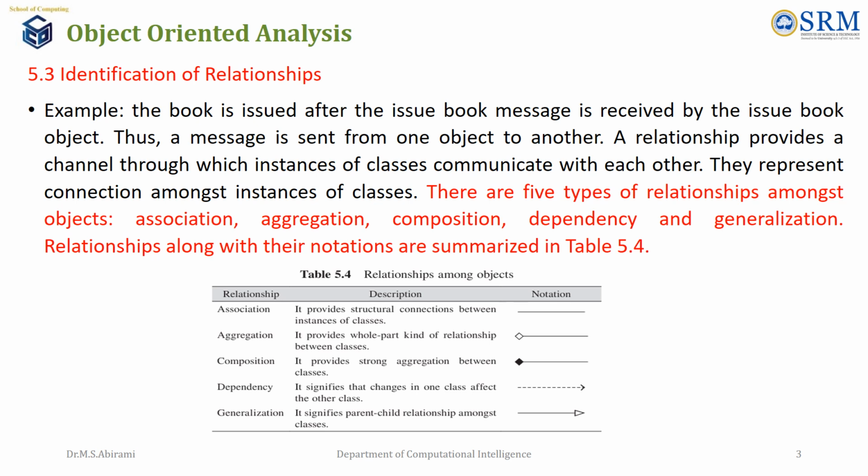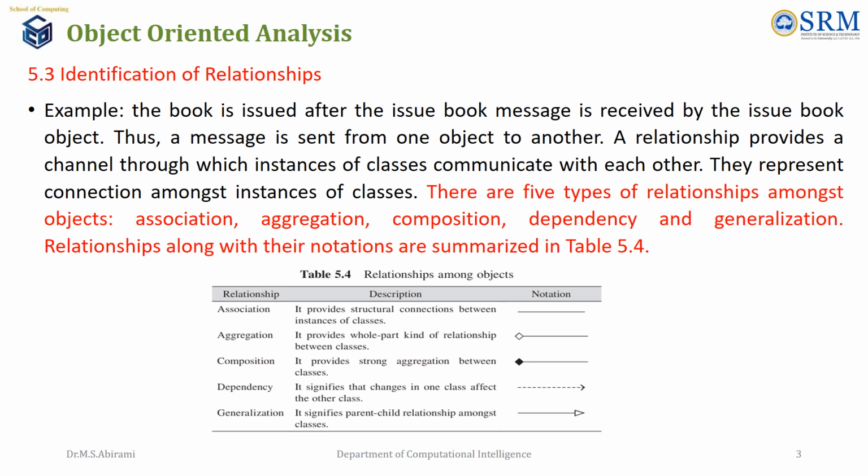A relationship provides a channel through which instances of classes communicate with each other. They represent connections among instances of classes. There are five types of relationships among objects. They are association, aggregation, composition, dependency, and generalization. Relationships along with their notations are given in table 5.4.